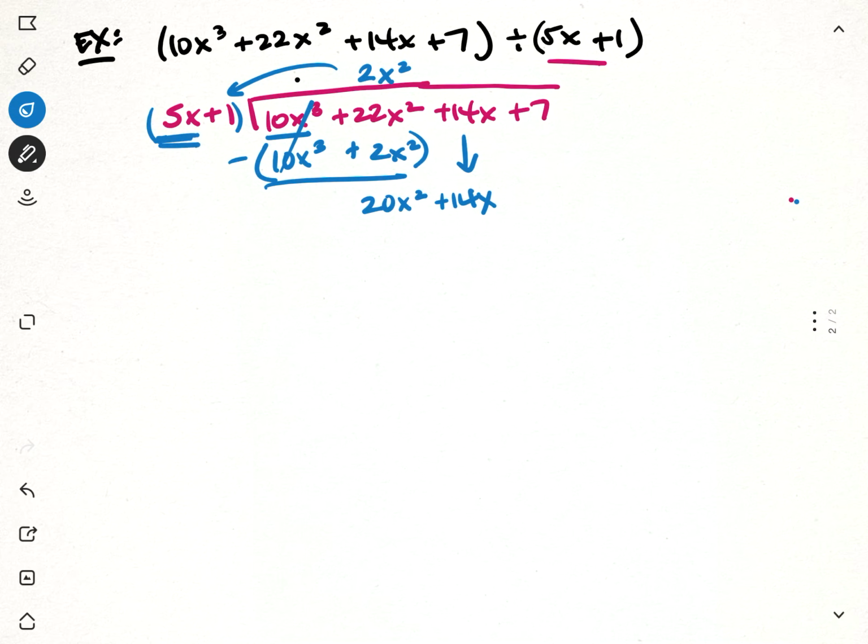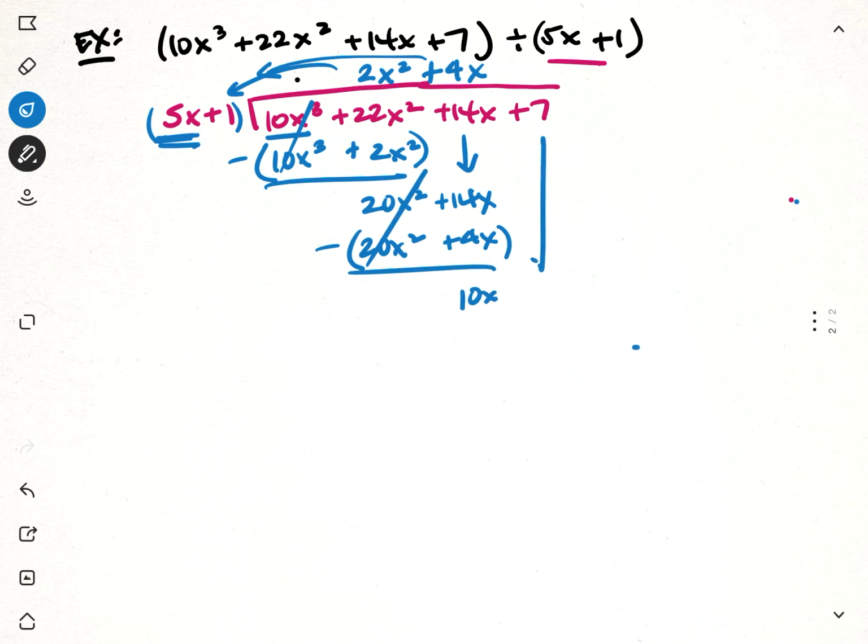And then we're repeating our process, right? So now we're back to our 5x. What times 5x is 20x squared? That would be 4x. Multiply again: 20x squared, and 4 times 1 is 4x. And we're subtracting. 20x squared minus 20x squared is 0. 14x minus 4x is 10x. All right, we drop down the next term, and then one more time.